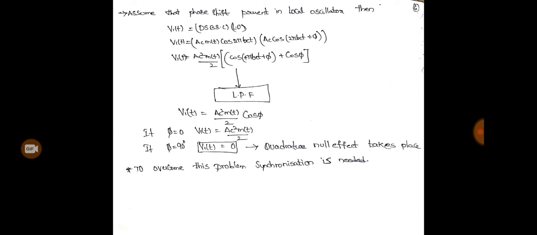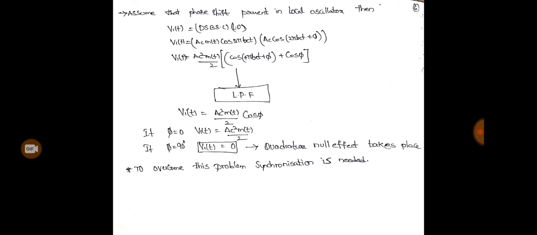Now multiply. V1 of t is equal to Ac square m of t divided by 2, after multiplying and dividing by 2. We know that 2 cos A cos B is equal to cos(A plus B) plus cos(A minus B). So we will have the terms cos(4 pi fc t plus phi) plus cos phi. As we introduce this to the low pass filter, it will take only the low frequency component, that is V1 of t is equal to Ac square m of t divided by 2 into cos phi. And if phi is equal to 0, then we get V1 of t equal to Ac square m of t divided by 2.